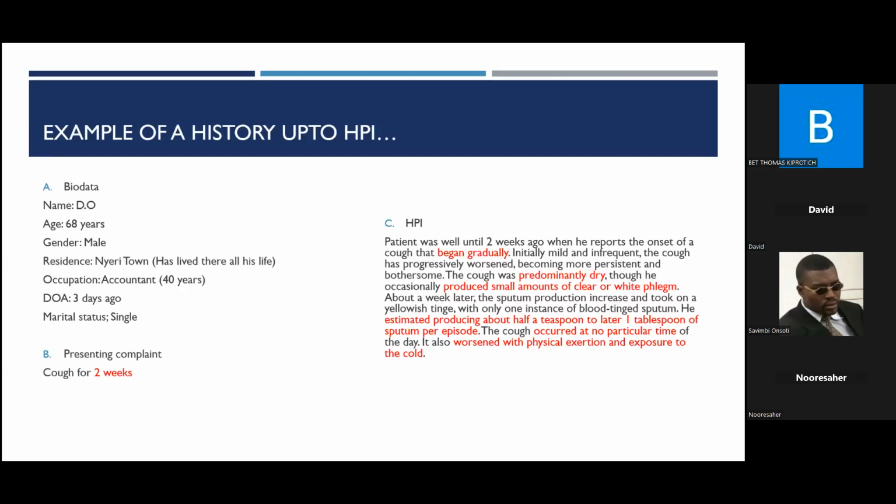So here I have an example, a sample history. This is what David has been talking about. Here we have the biodata.